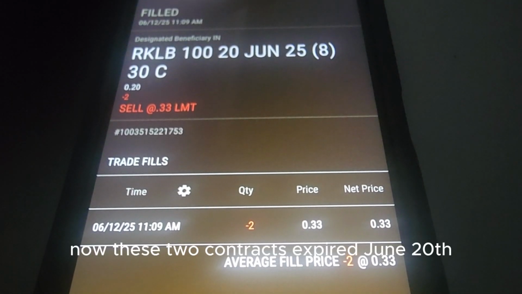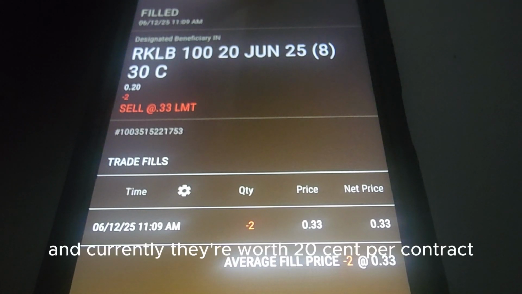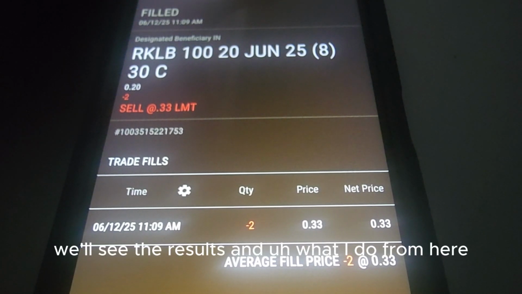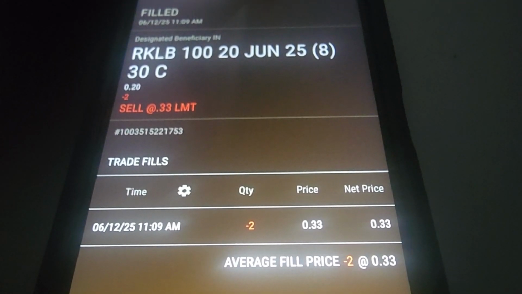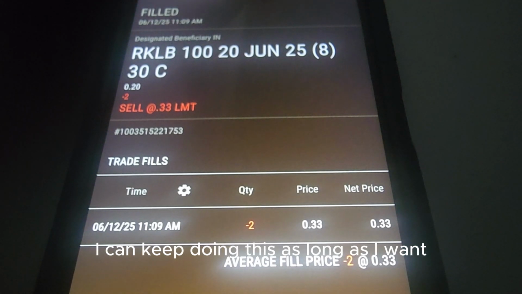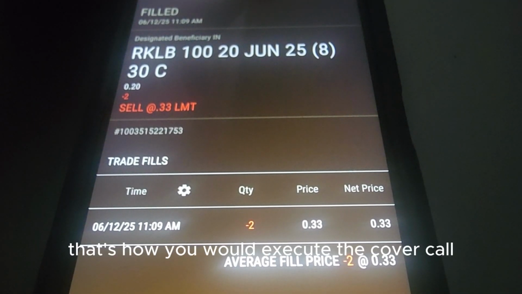Now, these 2 contracts expire June 20th, which is next Friday, and currently they're worth 20 cents per contract, so I'm already profitable. We'll see the results and what I do from here. So this is easy work, rinse and repeat. I can keep doing this as long as I want. And pretty much that's how you would execute the covered call.